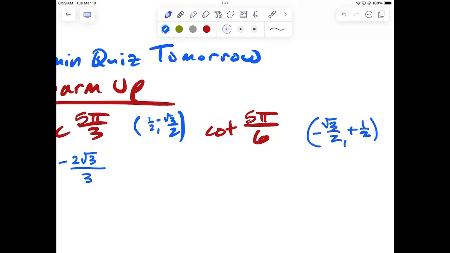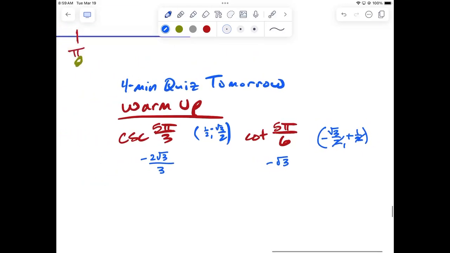You said it, x over y. And remember, for the tangent and cotangents, the 2's divide out. So it's just the numerator of the x over the numerator of the y. That's negative square root of 3 over 1, which is negative square root of 3. There it is. So you could do that very, very quickly.